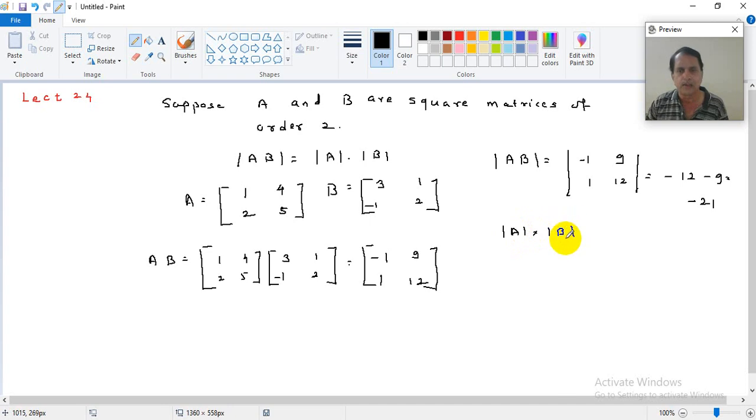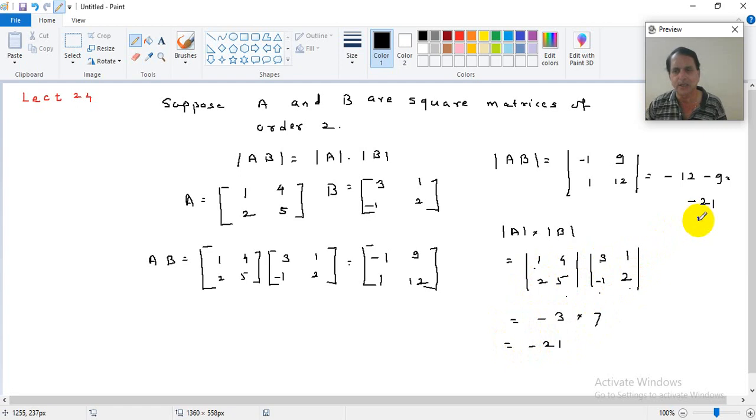Now conversely, we will calculate determinant of A into determinant of B. So what will be that? Determinant of A means what? It is determinant 1 4 2 5, right? Now what is determinant of B? It is 3 1 minus 1 2, the determinant whose first row is 3 1, second row is minus 1 2. So what will be this? 5 minus 8, so this is minus 3, into, now this is 3 into 2 is 6 minus minus 1, so 7, so in all it is minus 21.